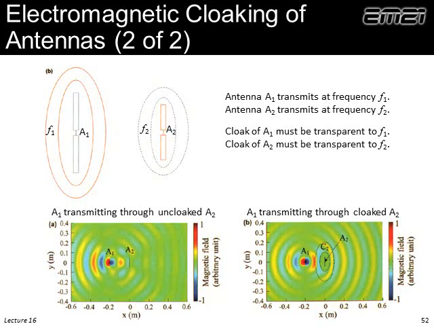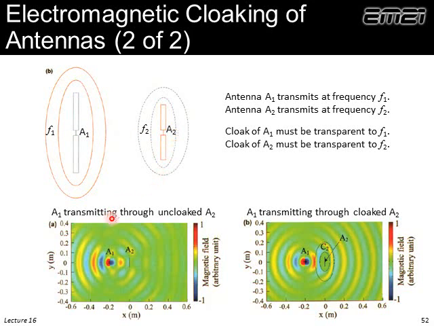On this slide we have two antennas, antenna A1 and A2. A1 is transmitting at frequency F1 and A2 is transmitting at frequency F2. What we would like is A2 to transmit at frequency F2 and have it pass right around A1 unperturbed. And likewise, if A1 is transmitting, we'd like it to pass by A2 unperturbed.